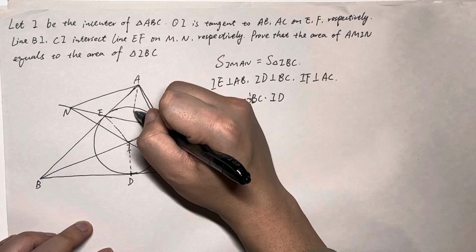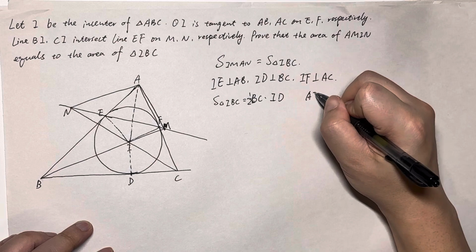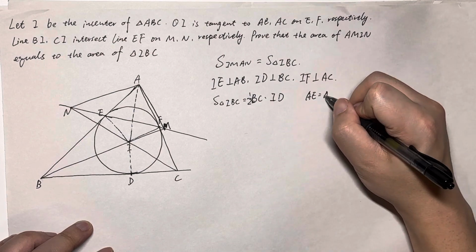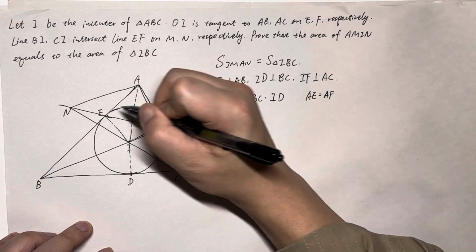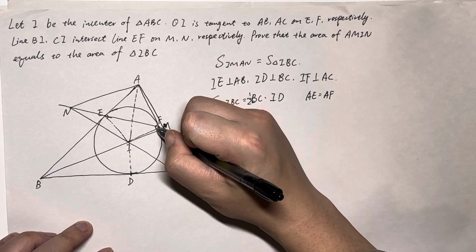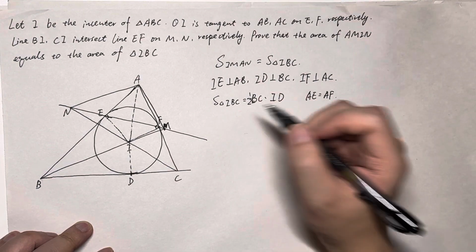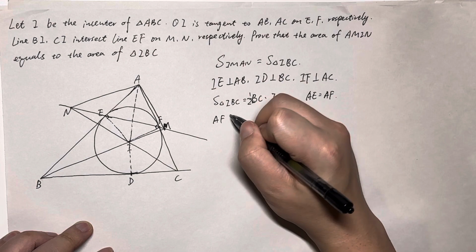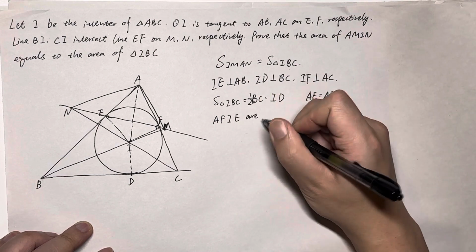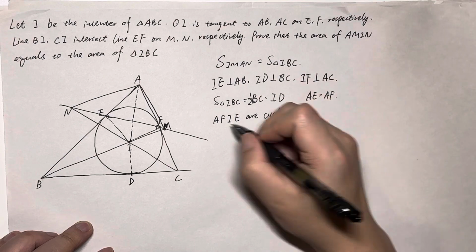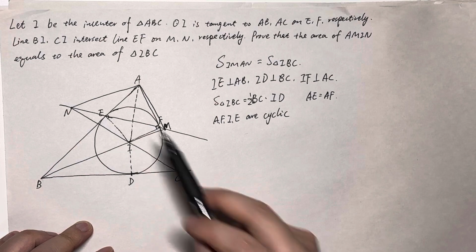Let's connect AI here. So we know that AE equals AF. And we know this is 90 degrees, this is 90 degrees, right? So basically A, F, I, E, these four points are cyclic.